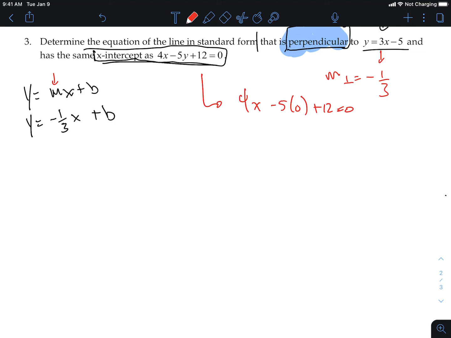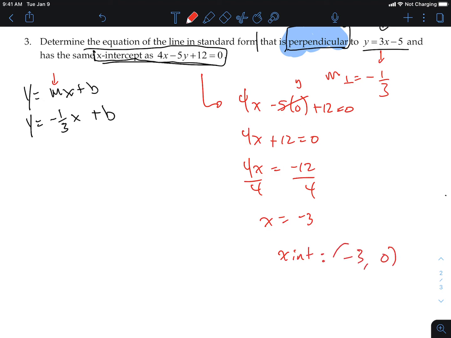Remember, this is y. I'm plugging in y. So now I'm going to go 4x times 0. 0 times anything is 0. 4x plus 12 equals 0. 4x is equal to negative 12. Divide both sides by 4. x equals negative 3. My x-intercept is negative 3, 0. It's 0 because I plugged in 0.